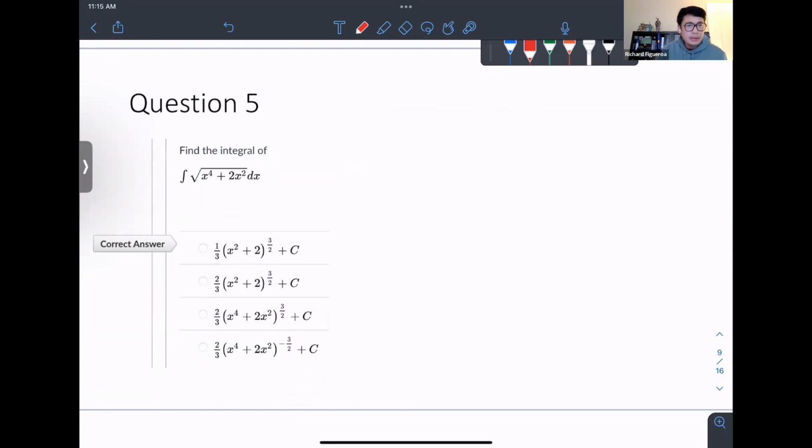So let's have example number 5. Find the integral of the square root of x to the 4th plus 2x squared dx. In this case, the first approach is to transform this into a rational exponent. So that will be x to the 4th plus 2x squared, raised to 1/2, dx.